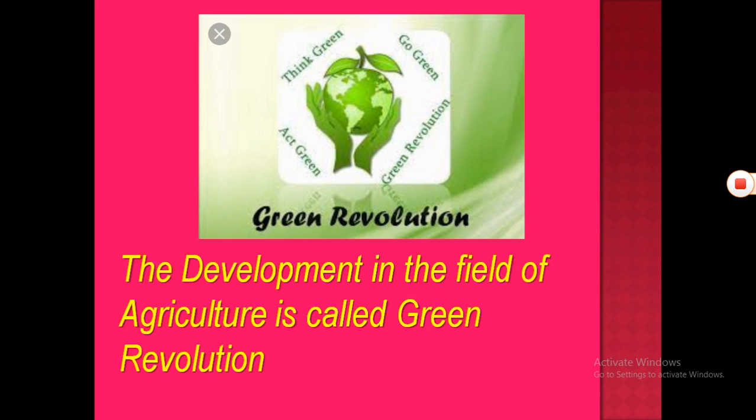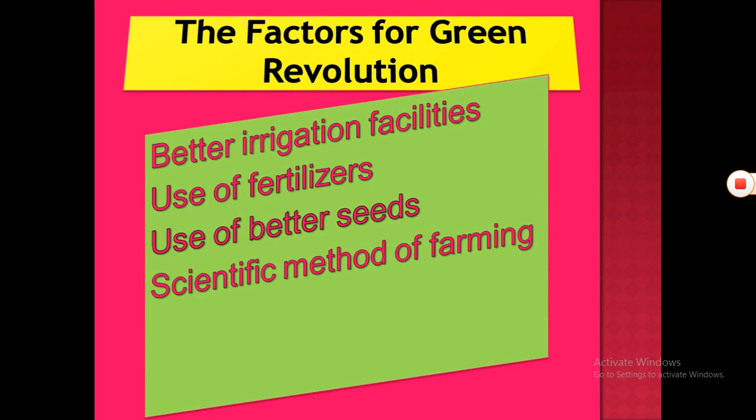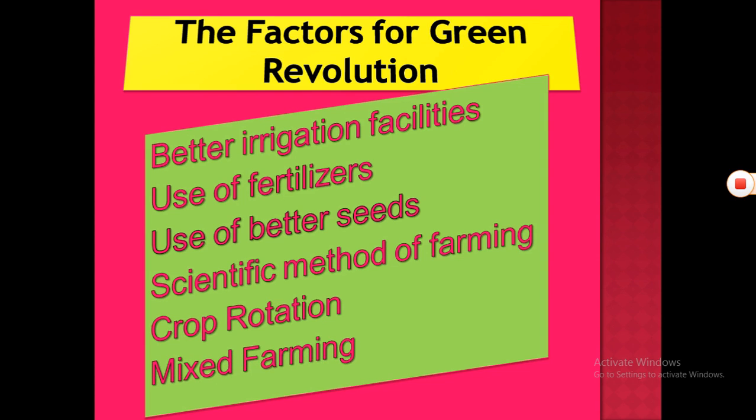This was possible because of many factors. Better irrigation facilities, use of fertilizers, use of better seeds, scientific method of farming, crop rotation and mixed farming are the important factors for the development of agriculture. The factors that led to Green Revolution: better irrigation facilities, use of fertilizers. Irrigation means watering facilities. Fertilizers, വളം, നല്ല വളങ്ങൾ, ക്രോപ്സിന് ആവശ്യമായ വളം. Use of better seeds, നല്ല സീഡുകൾ, seeds means വിത്തുകൾ, നല്ല വിത്ത് വാങ്ങുക.